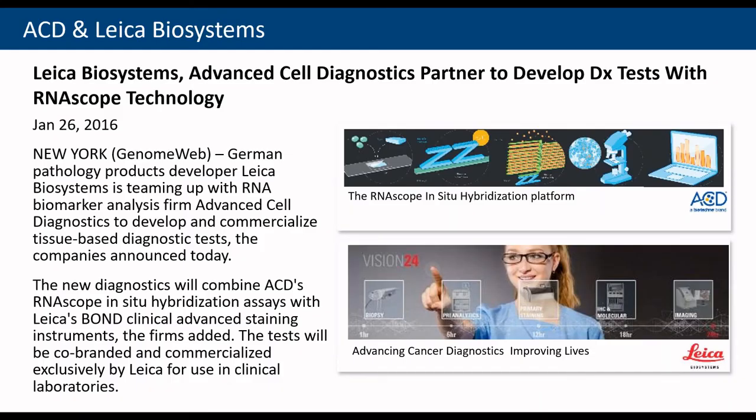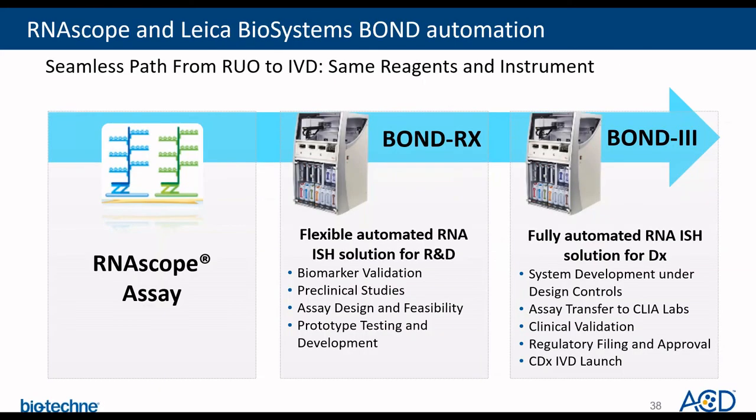So, for the development of RNAscope-based diagnostic tests, ACD has partnered with Leica Biosystems. This partnership leverages the combination of ACD's RNAscope in situ hybridization technology with Leica's Bond clinical advanced staining instruments. Leica has two types of automated histology systems. The first one is Bond RX and the second is Bond 3. These are basically identical systems.